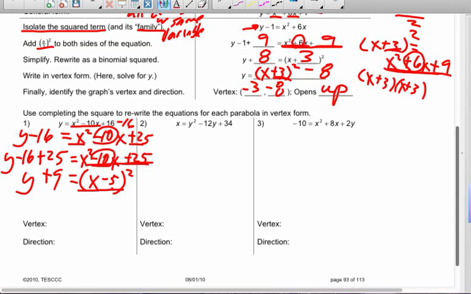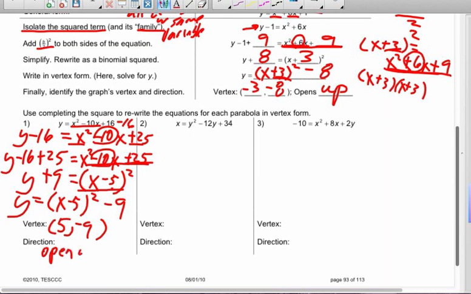So now we're almost there. Now we're going to have y is going to equal x minus 5 squared minus 9. And now we've got our vertex is going to be at, there's my h, so it's going to be 5, negative 9, and it's going to open up. Okay, so that's that one.